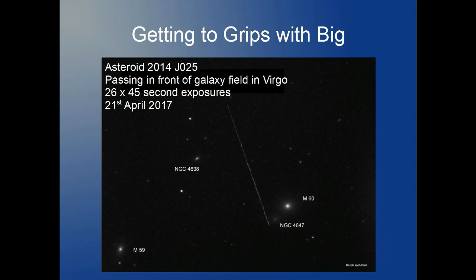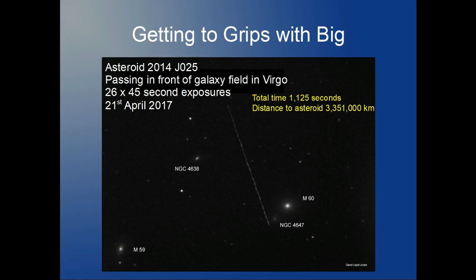Now you'll know that modern cameras automatically timestamp their images, so I was able to accurately determine when the first image was started and when the last image ended. That gave me a total imaging time of 1,125 seconds. From the internet, I was able to extrapolate a distance to the asteroid at that time of 3,351,000 kilometers.